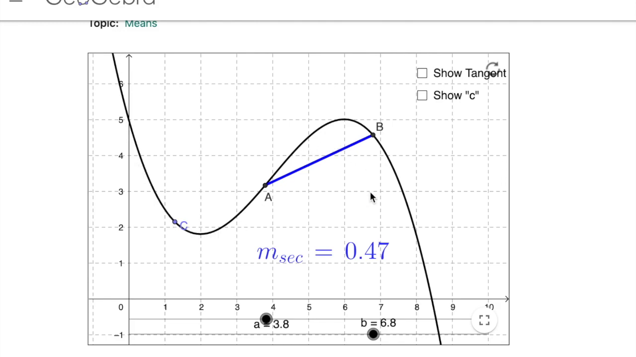Here's a function, and this is a secant line connecting 2 points on the curve. The slope of that secant line is shown here as being 0.47, and I can move these things around and the slope changes with it. It's a very cool little demo here on GeoGebra. And that slope is the average rate of change of the function over this interval from a to b. So there has to be a time between a and b when the instantaneous rate of change, or the derivative, or the slope of the tangent line, has that same slope value.